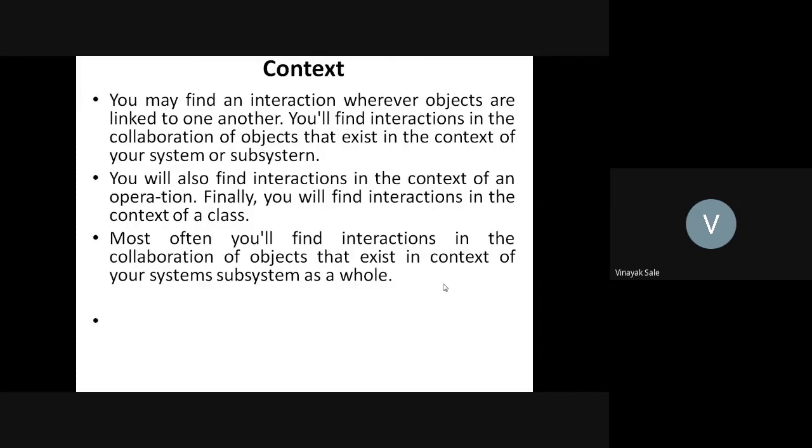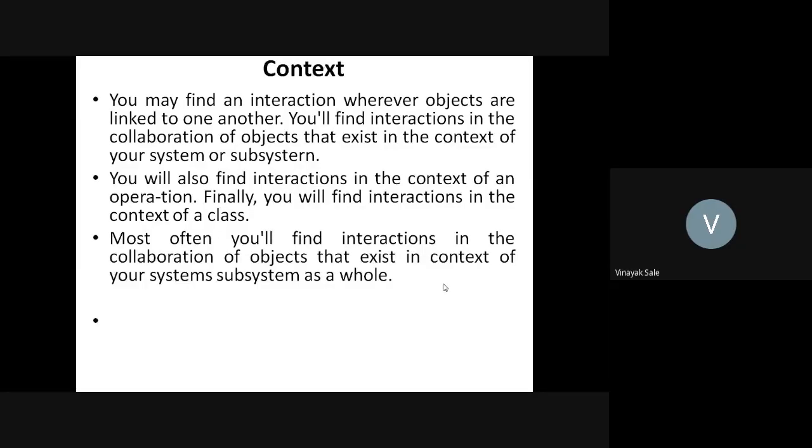So, what is the context? You may find an interaction wherever objects are linked to one another. You will find interactions in the collaboration of objects that exist in the context of your system or subsystem. You may also find interaction in the context of an operation or the context of a class. Most often, you will find interaction in the collaboration of objects that exist in the context of your system or subsystem.